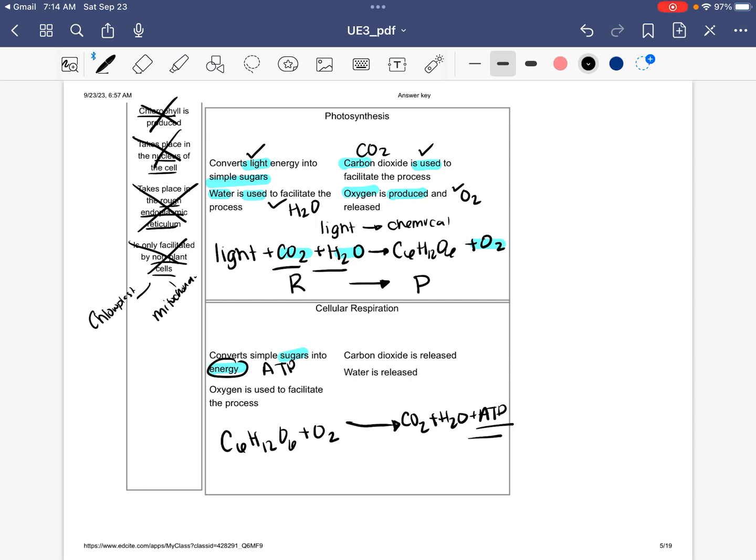So that was correct. Oxygen is used. Yep, we see oxygen right here. It is definitely a reactant. Carbon dioxide is released. Yep. Remember, release means to go out. So it is definitely going out. It is a product. And water is released. We see that right here.